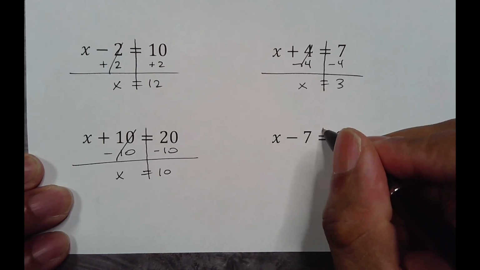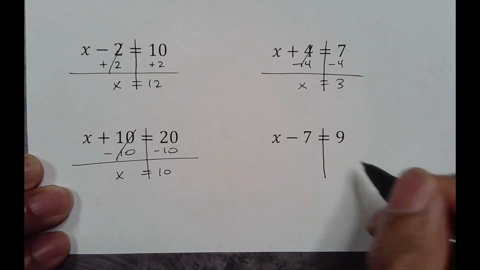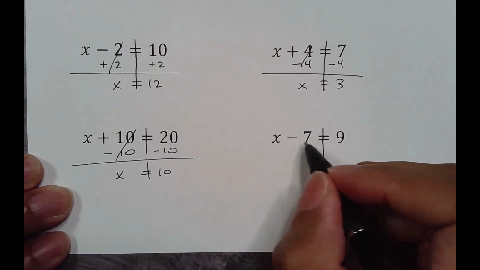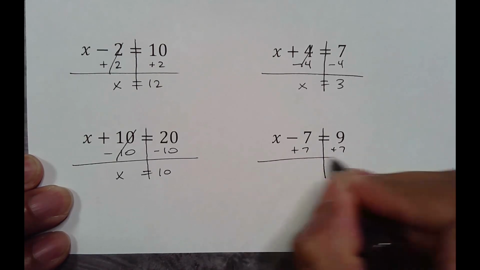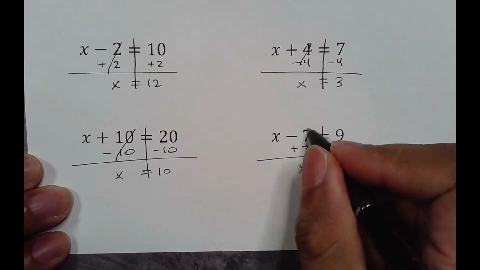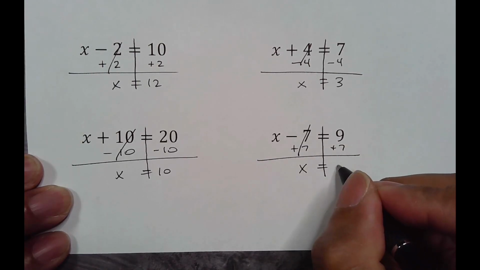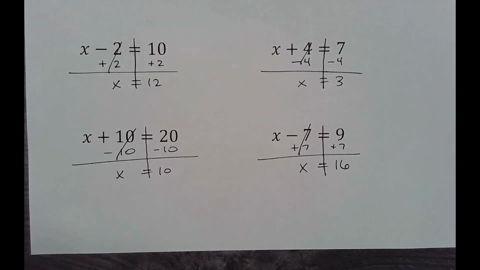X minus 7 equals 9. Again, minus 7 means I'm going to use plus 7. X comes down, 7's are gone. 9 plus 7, I believe, is 16, and that is all.